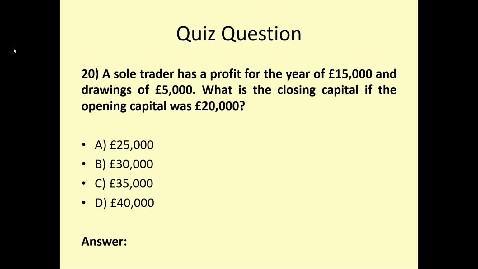And question 20. A sole trader has a profit for the year of £15,000 and drawings of £5,000. What is the closing capital if the opening capital was £20,000? Is it A. £25,000, B. £30,000, C. £35,000, or D. £40,000?